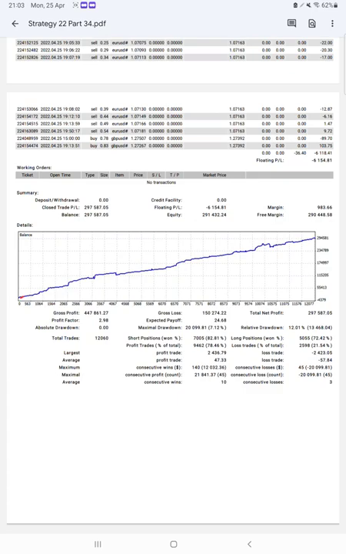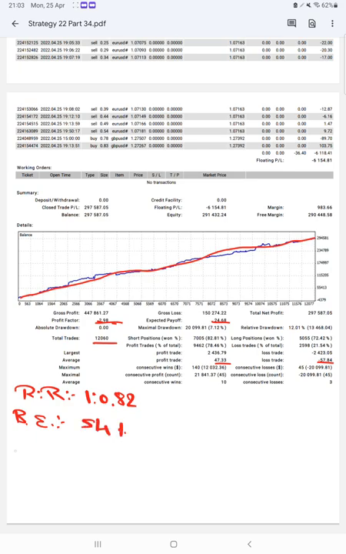First of all, the graph is constantly growing, which is a good sign of progress. Profit factor is 2.98. The total number of trades has already crossed 12,060. And expected payoff is 24.68. Average profit and loss is 47 and 57, which means the risk reward ratio will be 1:0.82.